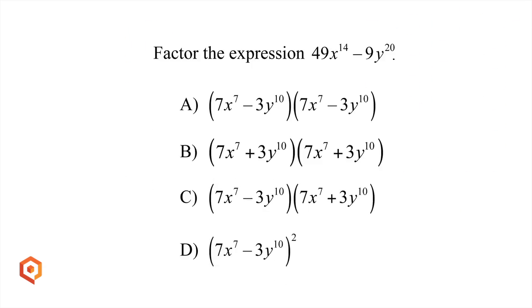Now let's try this problem. Factor the expression 49x to the 14th minus 9y to the 20th. First, let's check if that binomial is a difference of squares. The signs of the terms are opposites, so we have a candidate for a difference of squares.